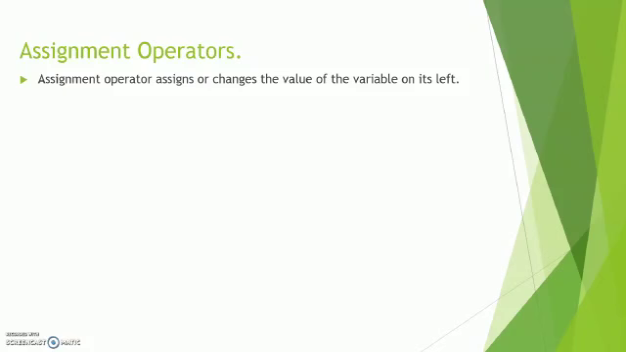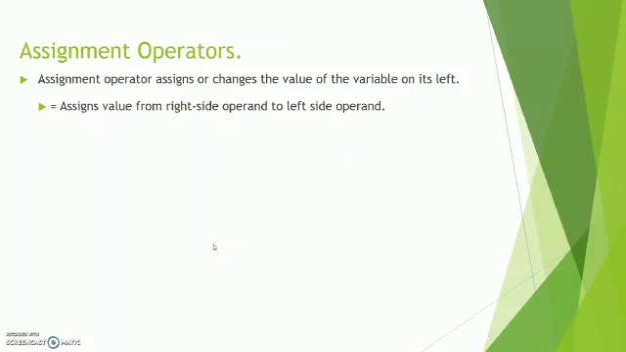Next we have the assignment operator. The assignment operator assigns or changes the value of the variable on its left. So assignment is only going to change the value on the left side. Look at this, equal to assigns the value from the right side operand to the left side operand.